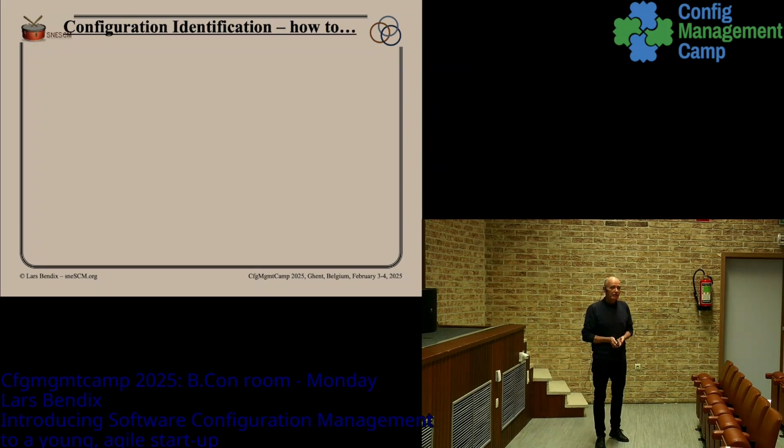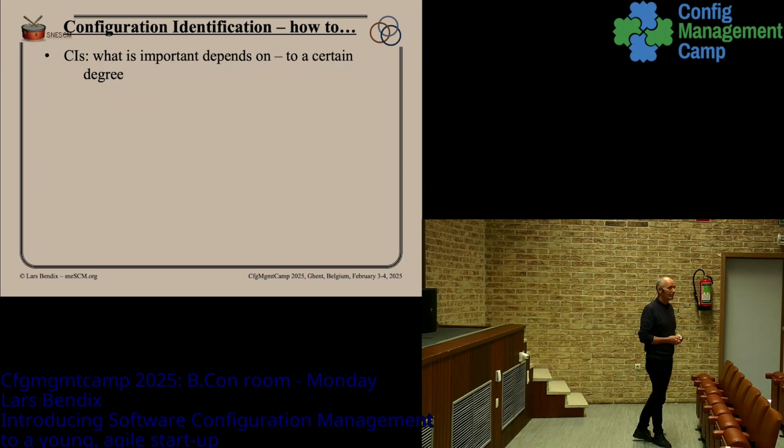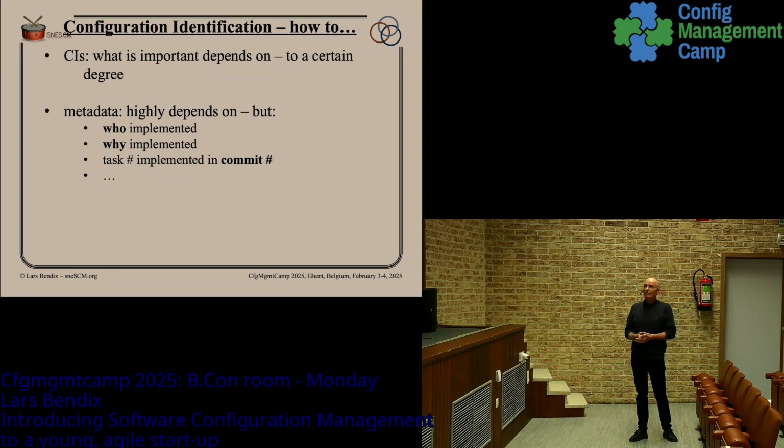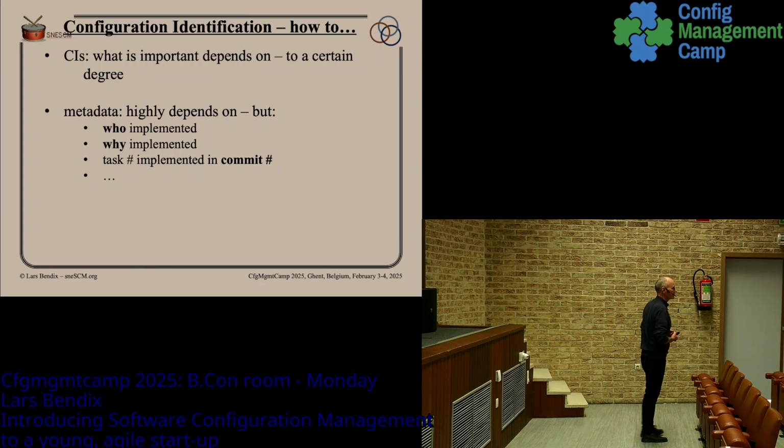So how can we do this? What is a configuration item to a certain degree depends. In this case, we have all the stories, the requirements, the change requests. But once we have identified the configuration items, we want to have this configuration management database.